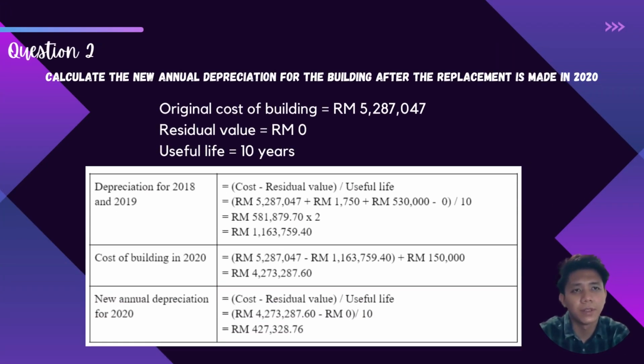Question number 2. Calculate the annual depreciation for the building after the investment is made in 2020. So, as we know, the original cost of the building is 5,287,057 and the residual value is RM0 and it has a useful life of 10 years. So, we must calculate the depreciation for 2018 and 2020. It is cost minus residual value divided by useful life. So the next one is we must find the cost of building in 2020. So we must calculate that 5,287,047. We must minus the depreciation for 2018 and 2019. The next one is we must find the new annual depreciation for 2020. The formula is cost minus residual value divided by useful life.